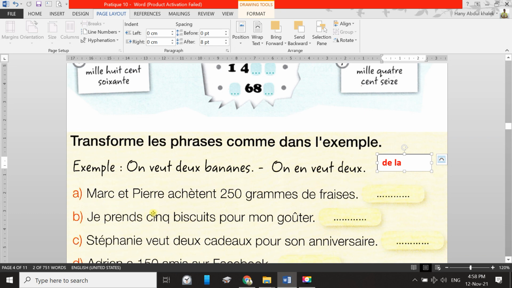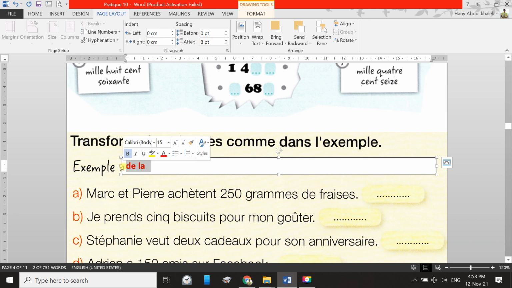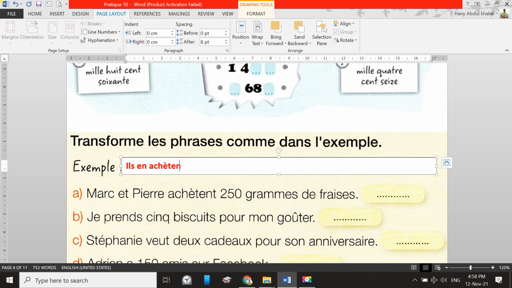Like here, Marc et Pierre, on veut deux bananes. We want deux bananes. On en veut deux. We want two from it. Here, this one. Okay, let me write here to have a space. Marc et Pierre achètent 250 grammes de fraises. Here, il, I mean by il, Marc and Pierre, on achète 250, and you can say 250 grammes. Okay, and we write here deux fraises.